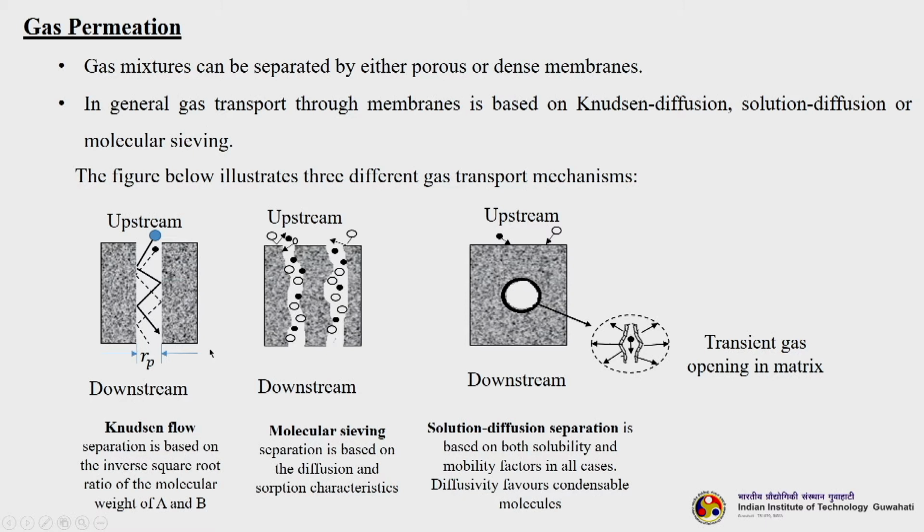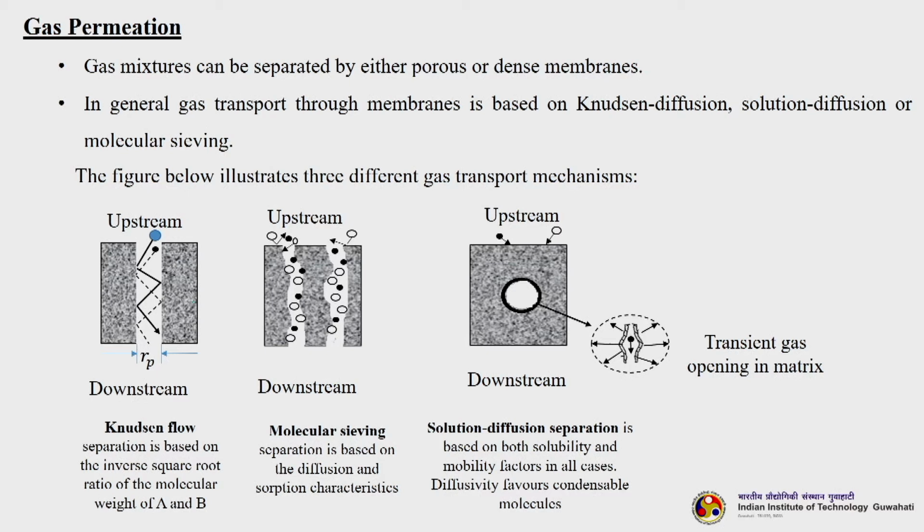So, the next application is gas permeation. Gas permeation, or gas separation, is one of the most important applications of membrane separations, and it has many industrial applications. Gas mixtures can be separated by either porous or dense membranes. We can use both porous and non-porous membranes. In general, the transport through the membrane is based on Knudsen diffusion, solution diffusion or molecular sieving. I have just tried to show you 3 different types of mechanism through which gas separation takes place.